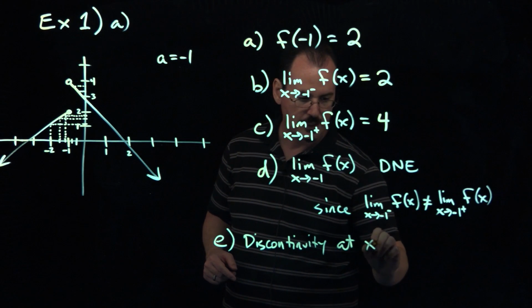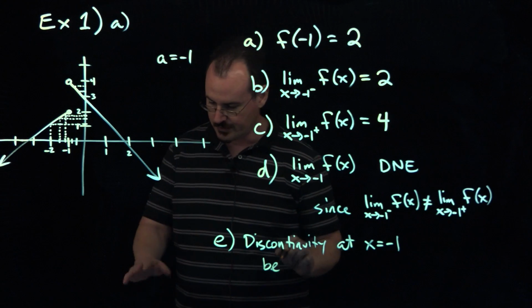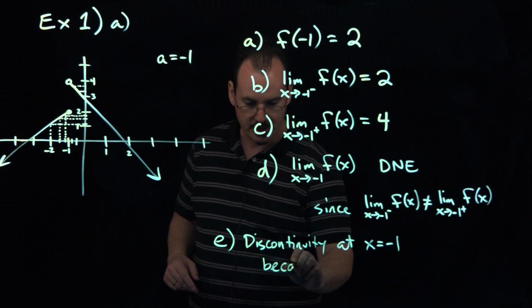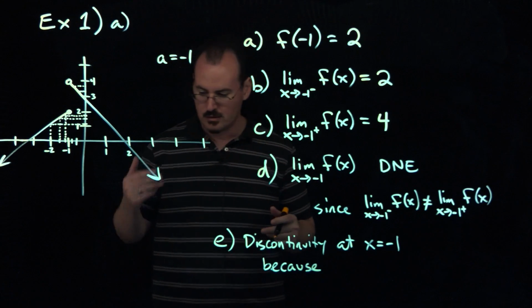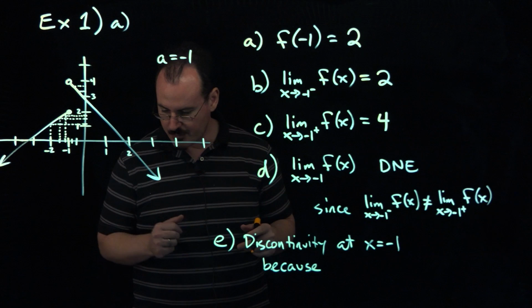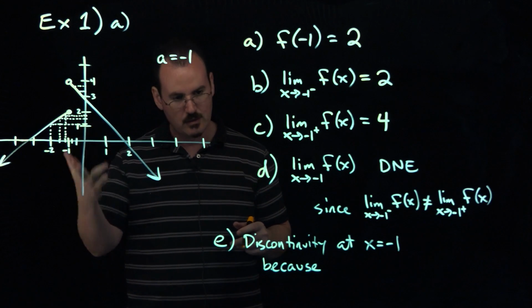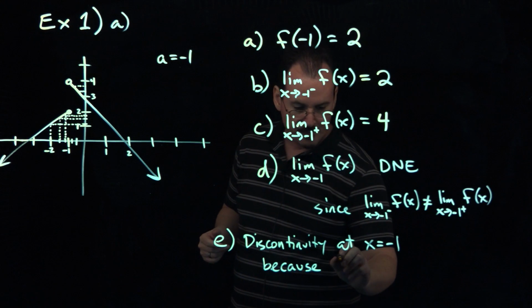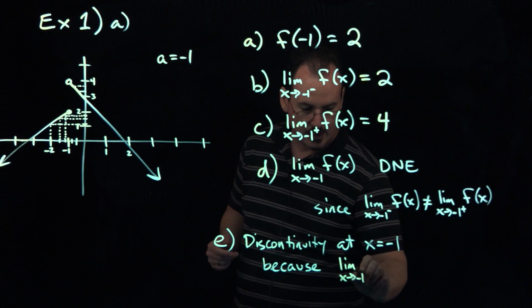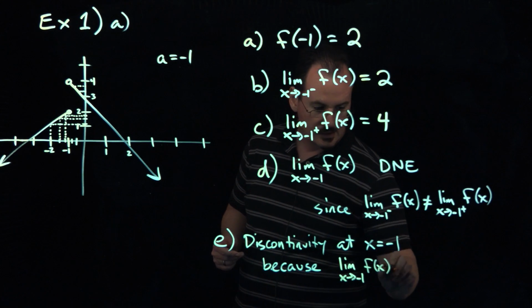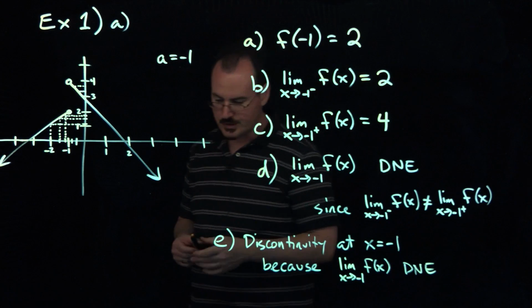at x equals -1 because, notice that there's 3 reasons that we can have a discontinuity. So when we're asked, why is there a discontinuity? You have to say one of these three reasons at the top of the page. Either the function is not defined, the limit doesn't exist, or the limit's not the same as the function value. In our case, it's because the limit as we approach -1 for this particular function does not exist. So that's why there's a discontinuity there.